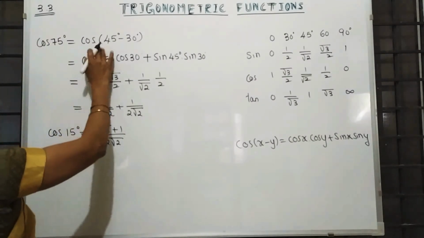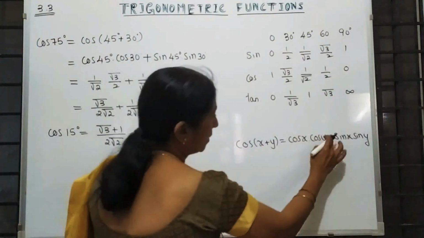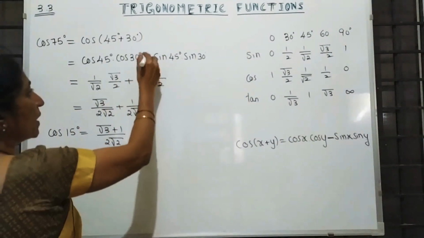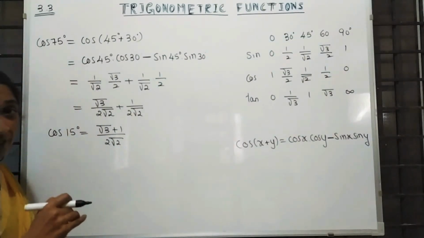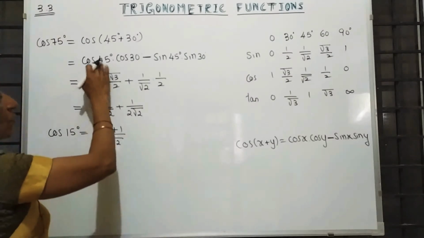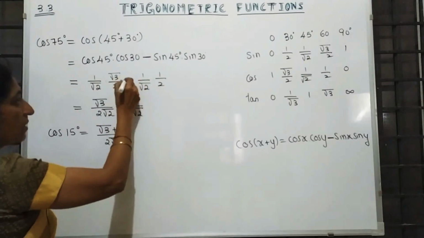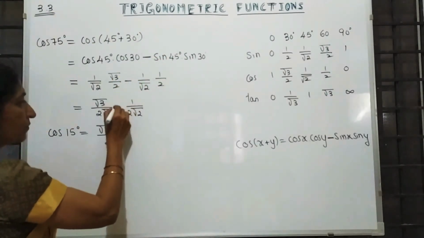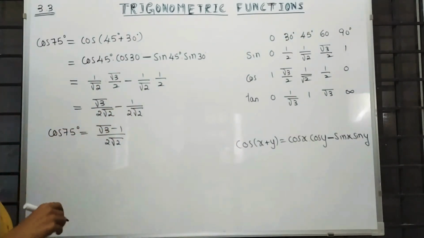75 is very simple, 45 plus 30. Here which formula? Cos x plus y, that is cos x into cos y minus sin x into sin y. This changes to minus. The remaining steps will be the same. Don't make the changes in your book like this; write it once again. Cos 45 is 1 by root 2, cos 30 is root 3 by 2. This is minus. Sin 45 is 1 by root 2, sin 30 is 1 by 2. And this is cos 75 with minus. See, is it simple or what?